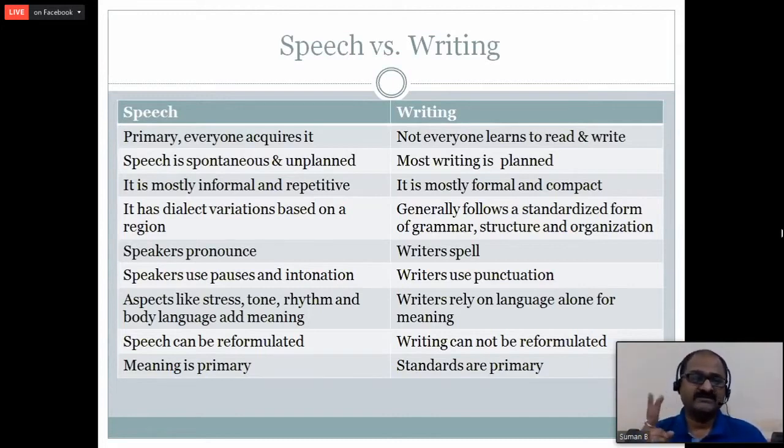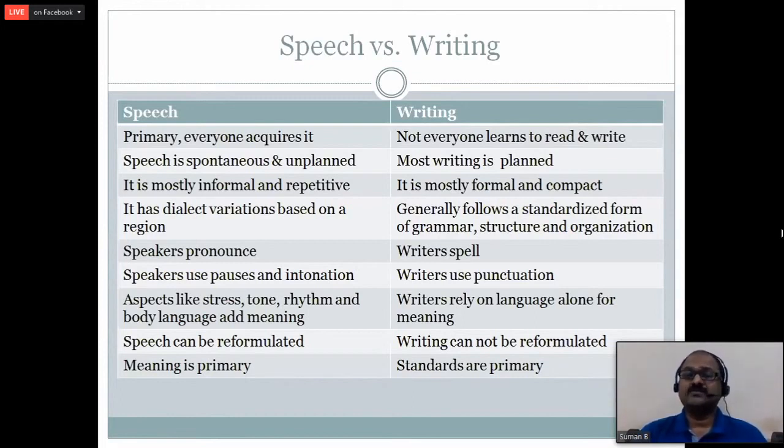So these two are basically ways of using a language, ways of communicating, rather we can say. So it's important that we understand these basic differences so that we can understand how speech is unique, what makes the spoken mode of communication or spoken discourse unique and different from writing. It is very important. So let us look at some of these important differences and try and understand what these differences are. So speech is primary.